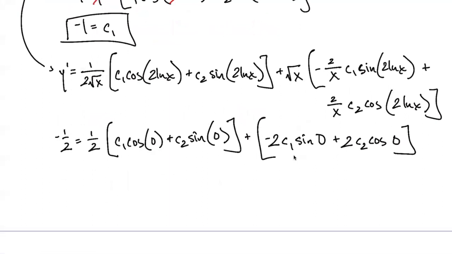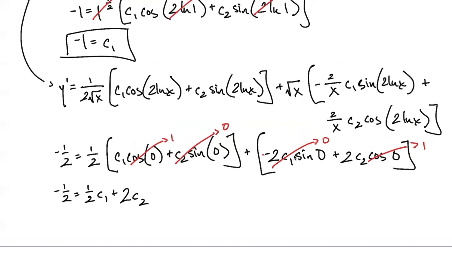All right. Let's see what goes to 0, what goes to 1. So this is going to go to 0. This is going to go to 0. This goes to 1. This goes to 1. And so we're left with negative 1/2 equals 1/2 C1 plus 2C2. So I was almost right. We don't have a system.